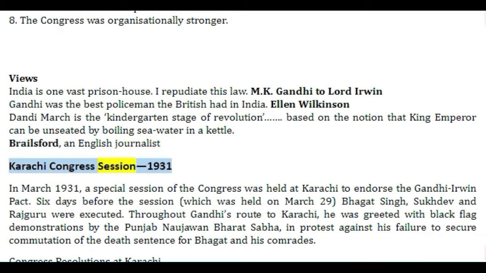Karachi Congress Session, 1931. In March 1931, a special session of the Congress was held at Karachi to endorse the Gandhian Pact. 6 days before the session, which was held on 29th March, Bhagat Singh, Sukhdev and Rajguru were executed. Throughout Gandhi's route to Karachi, he was greeted with black flag demonstrations by the Punjab Naujwan Bharat Sabha, in protest against his failure to secure commutation of the death sentence for Bhagat and his comrades.